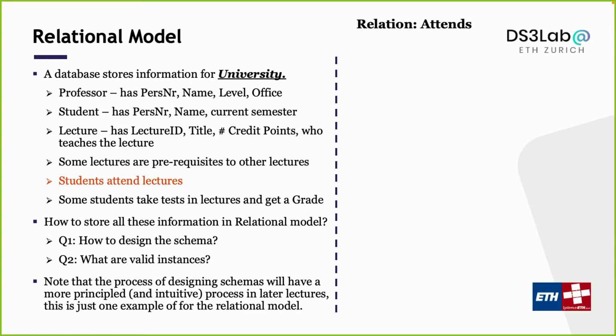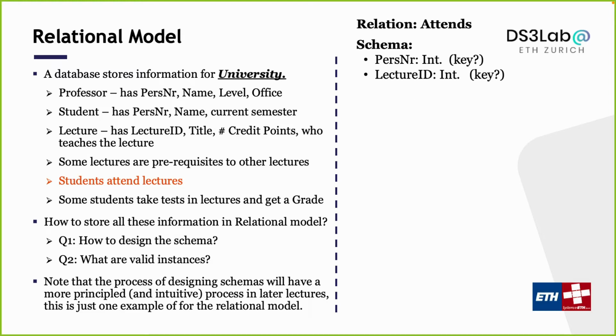So let's look at some other information. For example, students attend lectures. If you want to store or model that piece of information, what should you do? You could have a relation called attend, with the following schema: you have the personnel number for the student as the first attribute, and you have the lecture ID as the second attribute. Both of them will have type integer if you store both of them as integers in other tables.